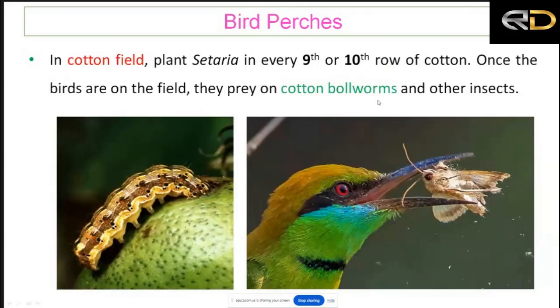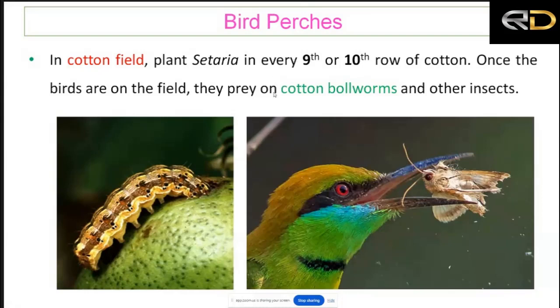For a specific example, like a cotton field, if we are growing cotton, then we should plant Setaria in every 9 or 10 rows of cotton. These bird perches will not be covering most of the field, but if we give one row in between 9 to 10 rows, the birds will have enough space, they will be attracted, and they will come and prey on cotton bollworms.